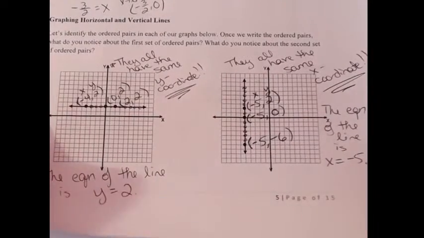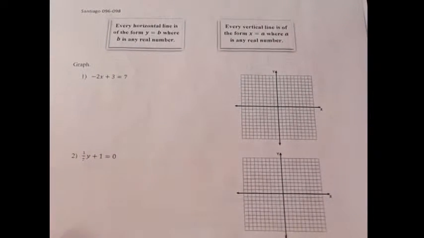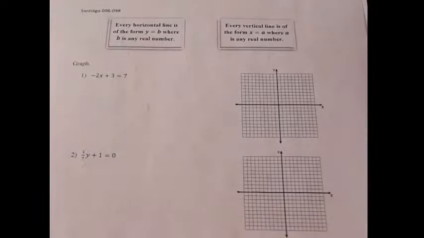So to summarize this, every horizontal line is of the form y equals b, where b is any real number. Every vertical line is of the form x equals a, where a is any real number.